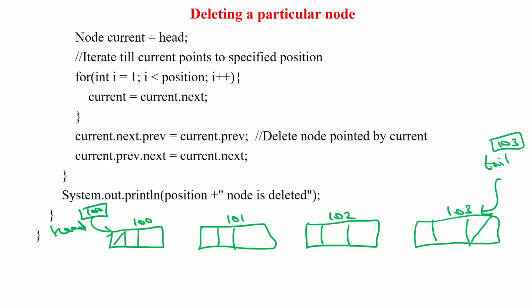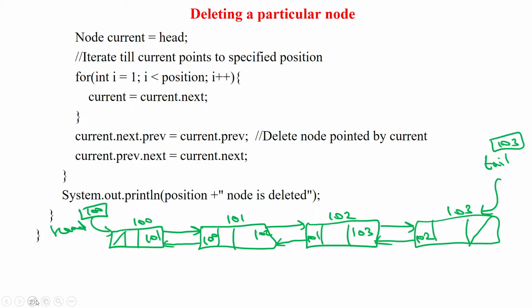The next field of tail node is null. Then next field of first node is 101. Next field of 101 is 102. 102 next field is 103. Then previous field of 103 is 102. Previous field of 102 is 101. The previous field of 101 is 100.